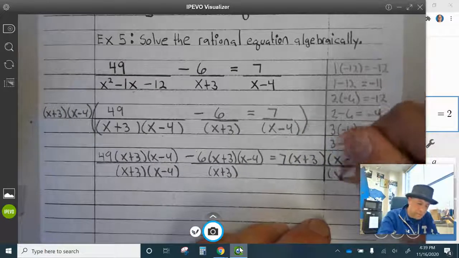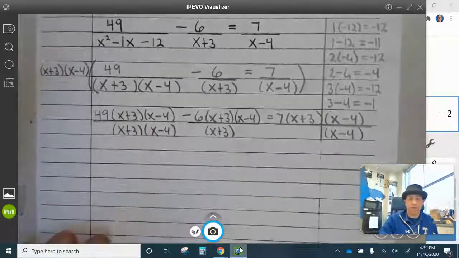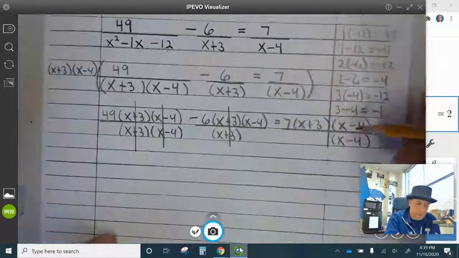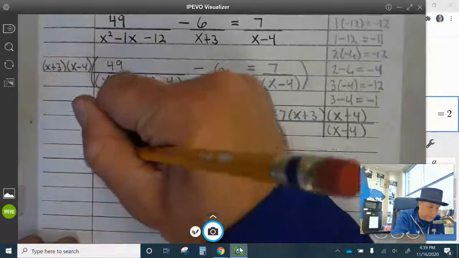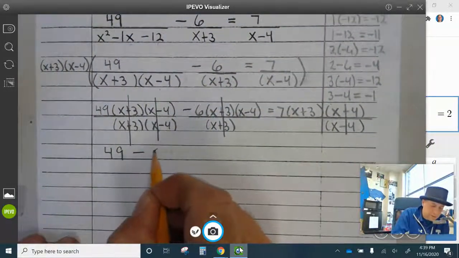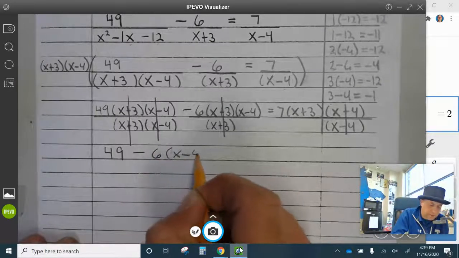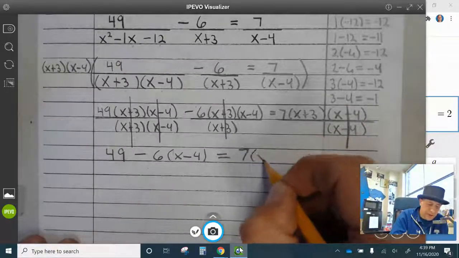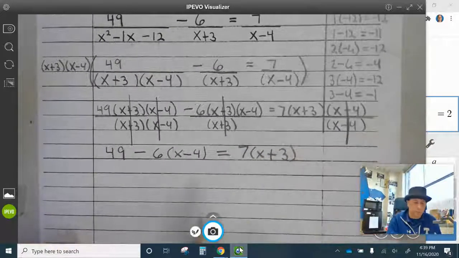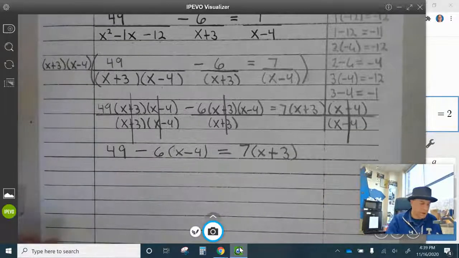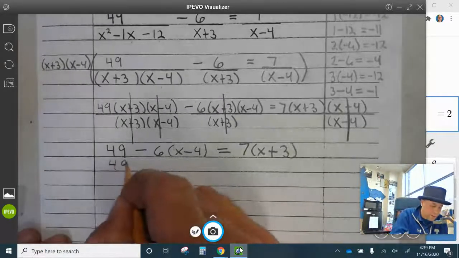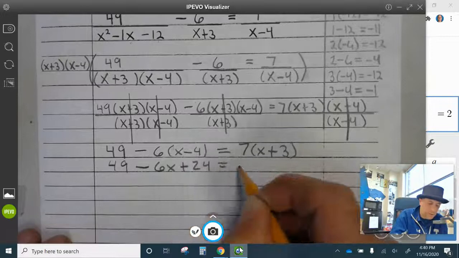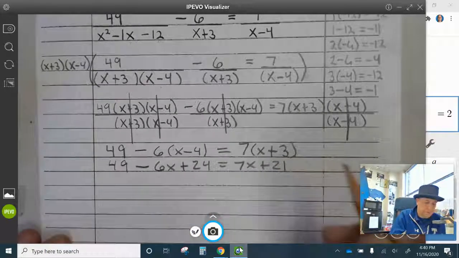Notice I immediately put what's going to divide become 1 underneath each other. So this divides becomes 1, 1, 1, 1. So you're left with 49 minus 6 times x minus 4 equals, that becomes 1. So then 7 times x plus 3. And again, we did it correctly because the denominator went away. Okay? So now we need to distribute. So that's 49 minus 6x plus 24 equals 7x plus 21.